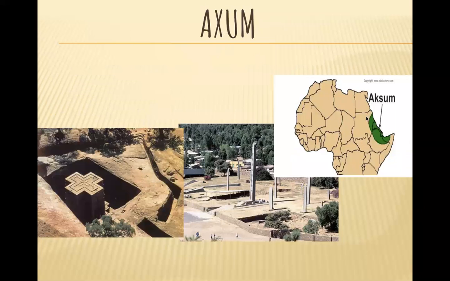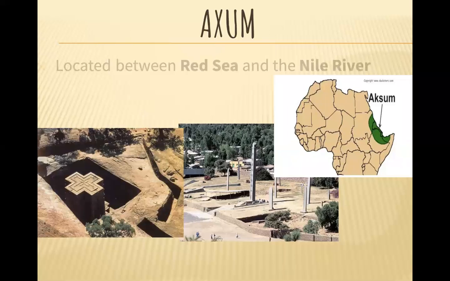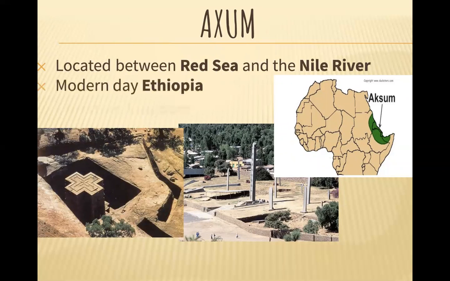So in Axum, you see here in Southeast Africa, it is now modern day Ethiopia, and it's located between the Red Sea and the Nile River. So remembering where Egypt is, and also remembering information about Egypt for the SOL. It is a Christian kingdom.